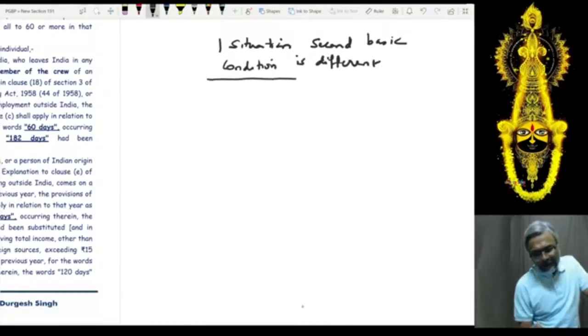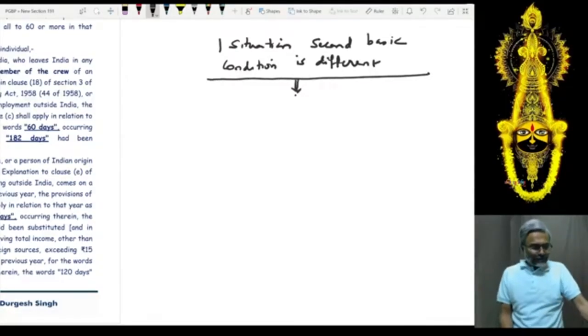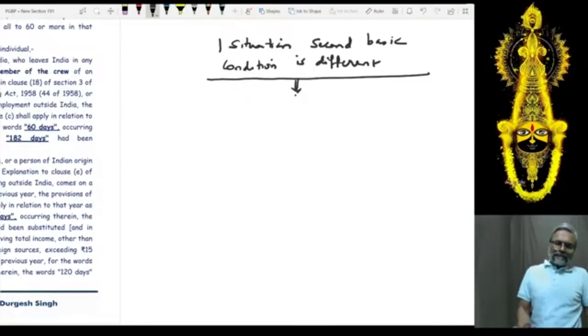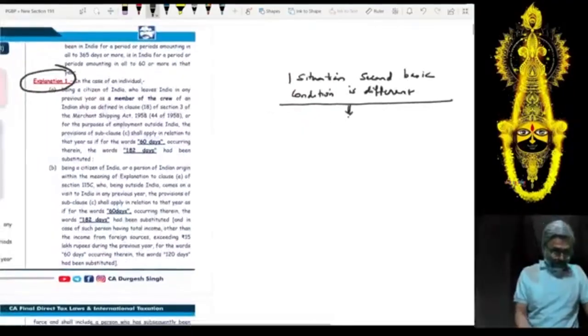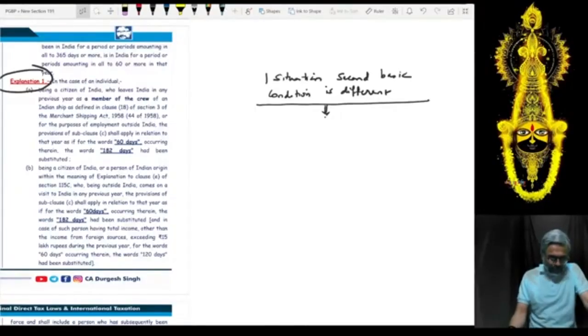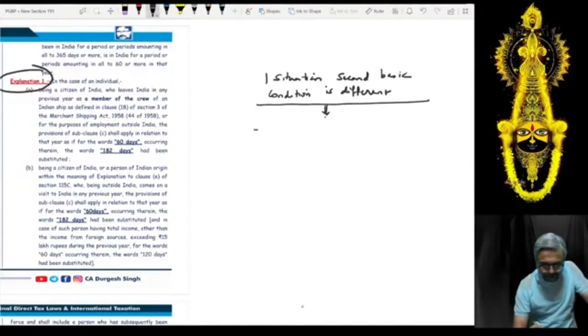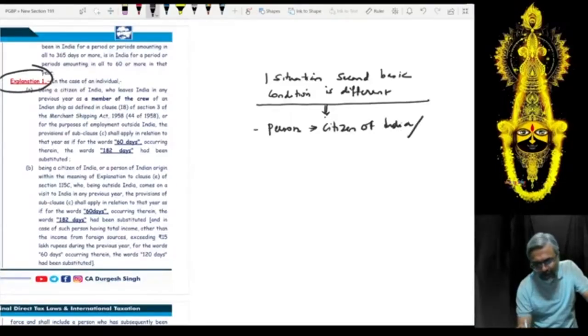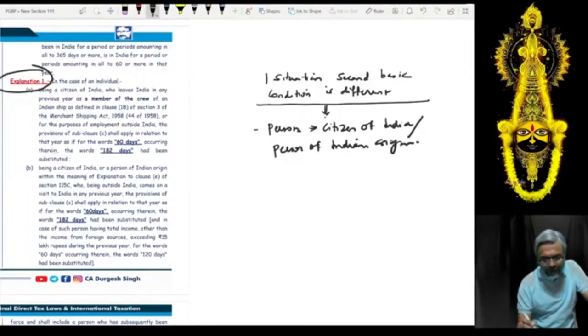So which is that situation? That exactly is the game, students. That is the game which you have to play. Let's start with this. The game, students, over here is that the person has to be a citizen of India or a person of Indian origin. Is that point clear to all of you?